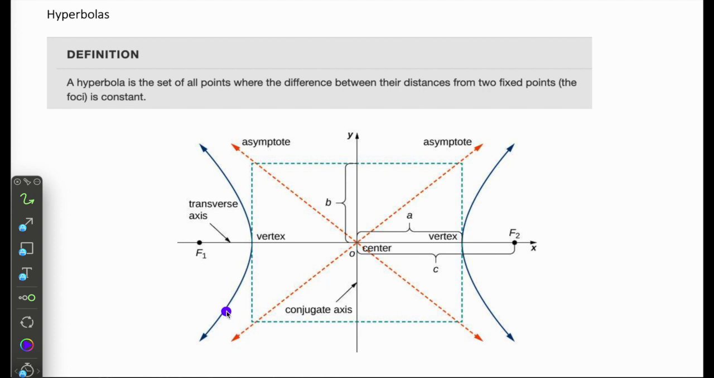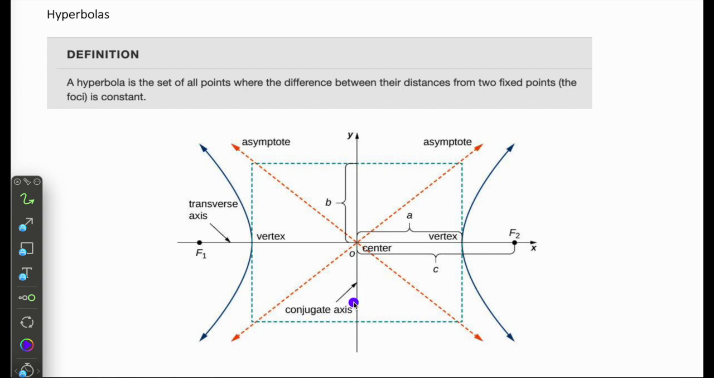So let's say I look at this point right here. If I draw a line from here to the focus point, and then from this point to this focus point, and I find the longer distance and subtract the shorter distance, that's going to be the same value as the previous distance I just found with this point over here. So every one of those distances will always be constant if you take the longer distance minus the shorter distance.